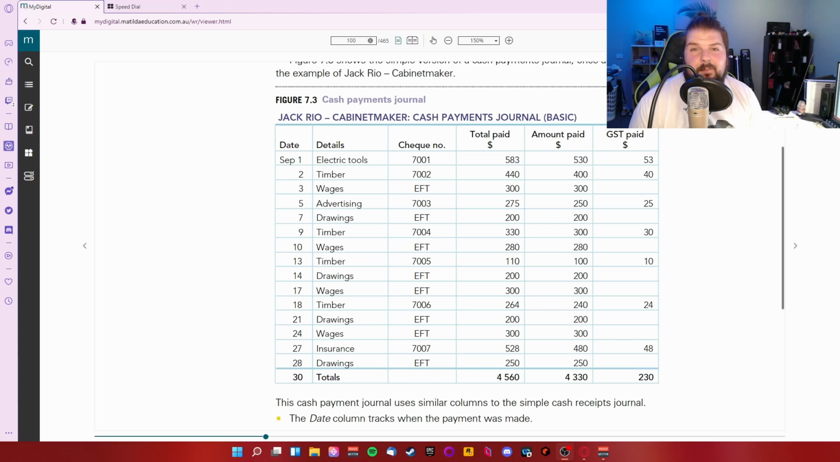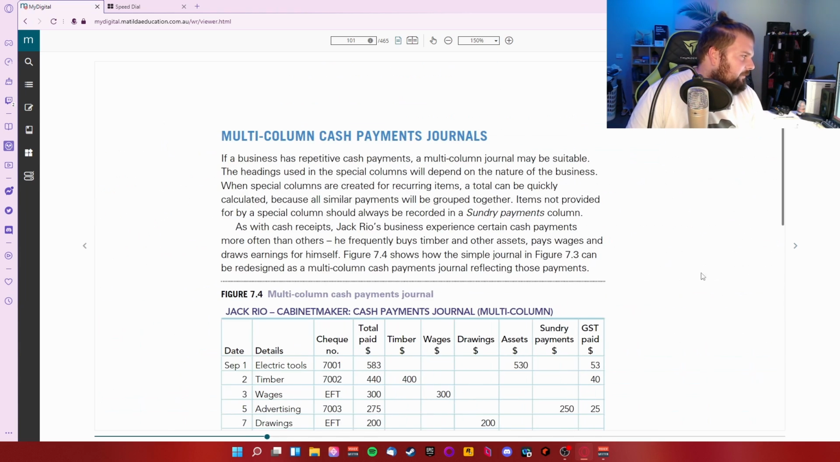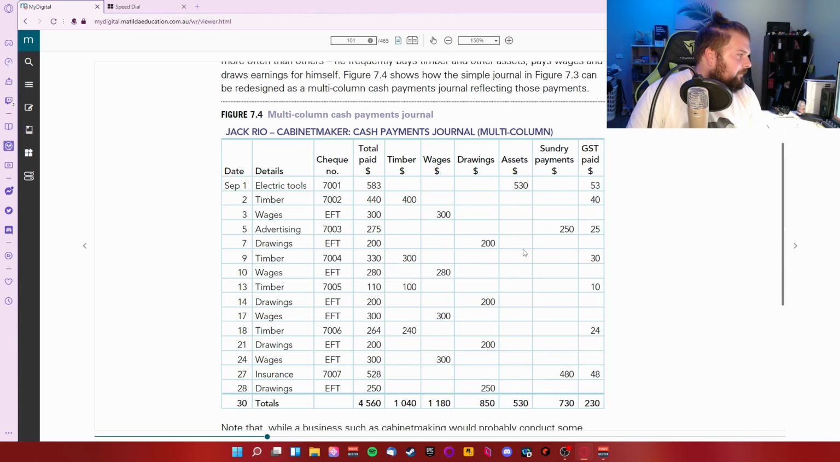This is an example of a basic cash payments journal, and as you can see, pretty much the same as the cash receipts journal. It gives us all our information, but it's awfully cluttered and it's hard to tell what is happening. Whereas if we look at our multi-column example, I can tell you where I'm spending my money. I can tell you what is the biggest cost to my business.